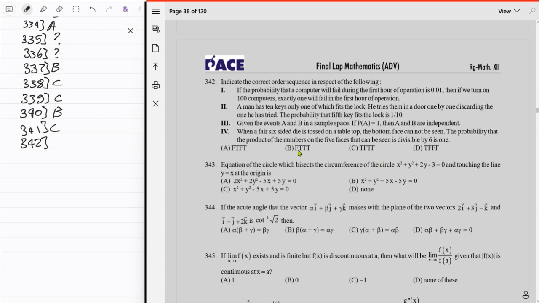और ओके, ये तो मर गई. इन दैट केस इज जस्ट ट्रू एंड ट्रू. और कौन सा है? ओके, फोर्थ भी ट्रू, देखने की जरूरत नहीं है. थर्ड का देखो. गिवन द इवेंट्स ए एंड बी इन अ सैंपल स्पेस, इफ पी ऑफ ए इक्वल टू 1 देन ए एंड बी आर इंडिपेंडेंट.